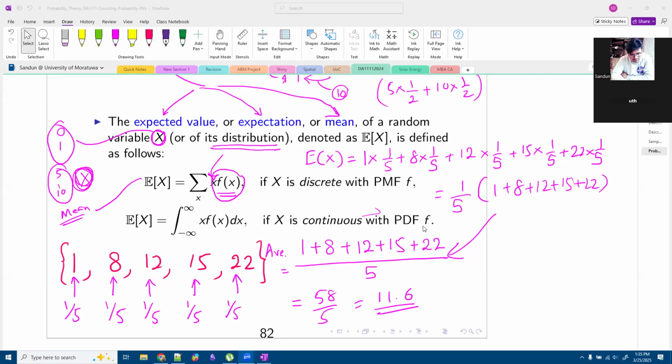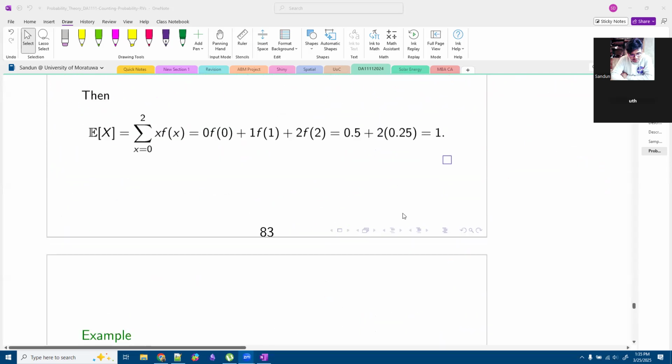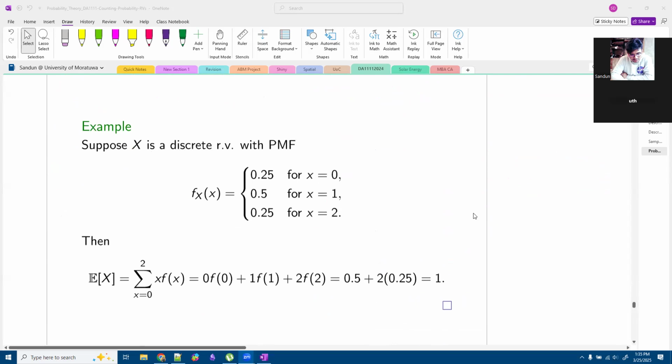Expectation is the mean. Expected value is the mean. Having this in mind, now there is an example here. Suppose x is a discrete random variable with a probability mass function. If you remember, the probability mass function is the probability value you assign for each value of the random variable.